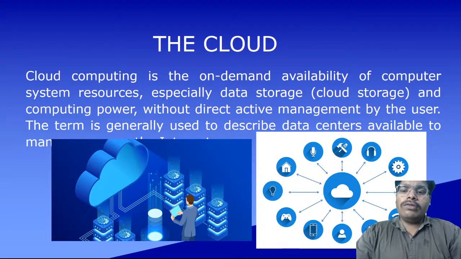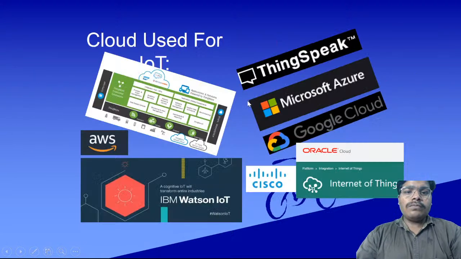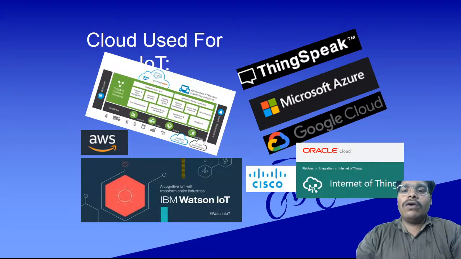Cloud is applicable for various operations, like networking operations, home automation, and also for service centers. You can use it in various sectors. Nowadays everything is interfaced with cloud applications. These are the various types of clouds we are going to use: AWS cloud, IBM Watson cloud, Oracle cloud, Cisco cloud, Azure cloud, and ThingSpeak, which we have just done right now.